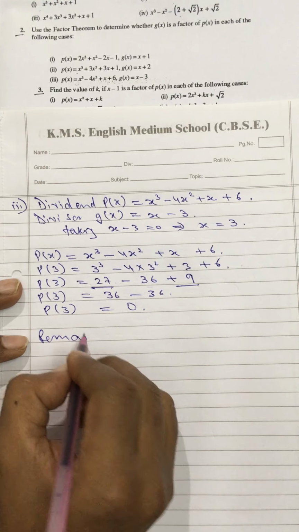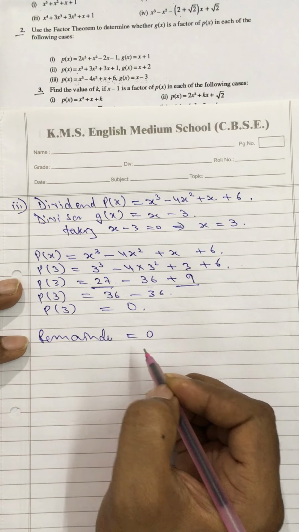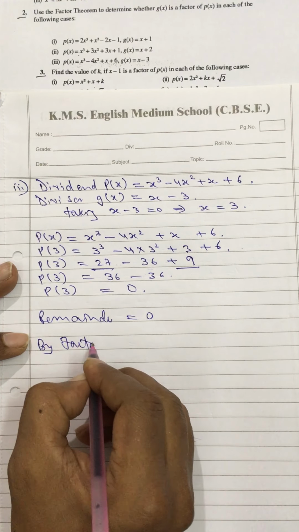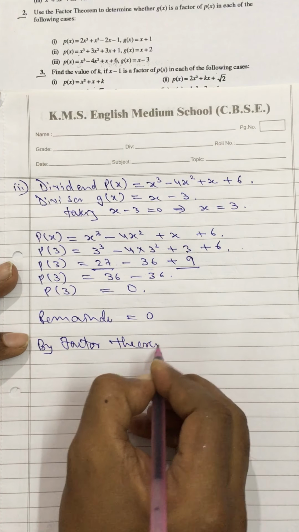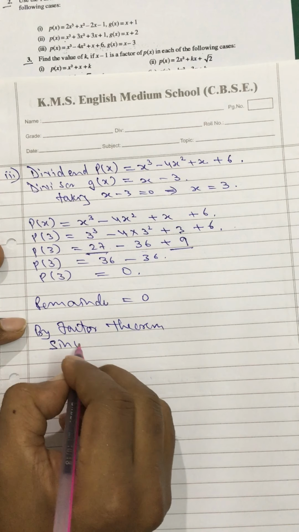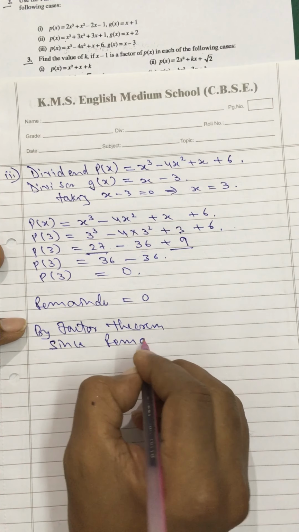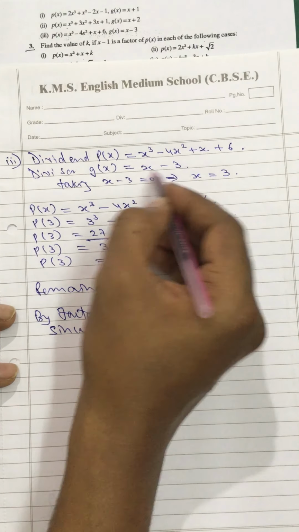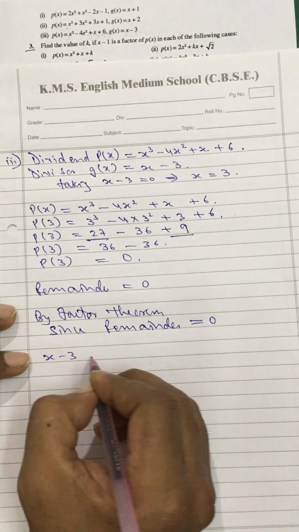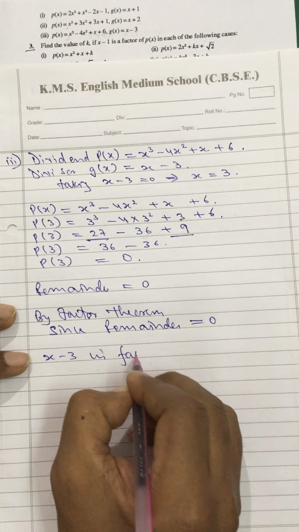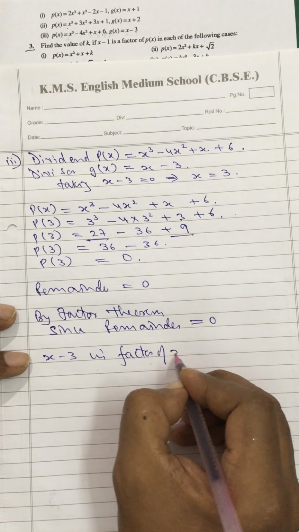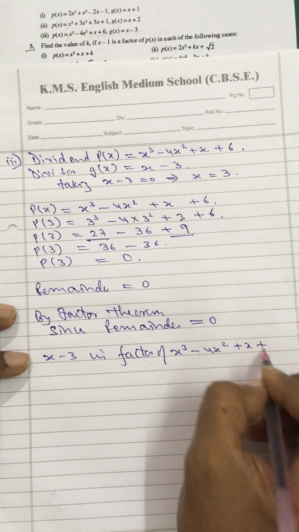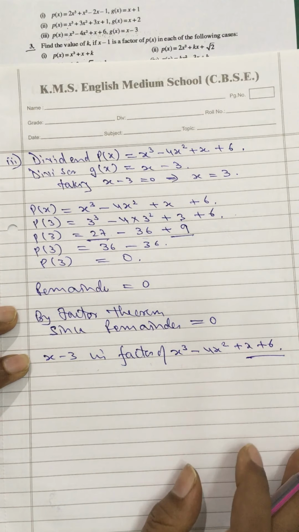Then I will bring it to notice that remainder is equal to 0 by factor theorem. Since remainder is equal to 0, therefore this divisor x minus 3 is a factor of x cube minus 4x square plus x plus 6. This is done.